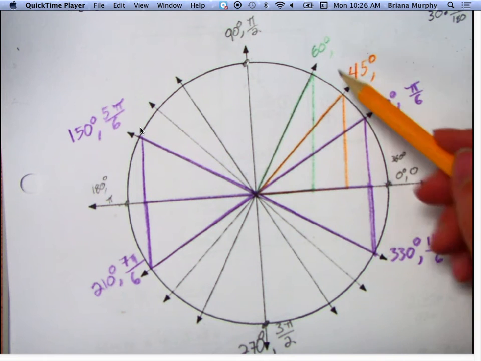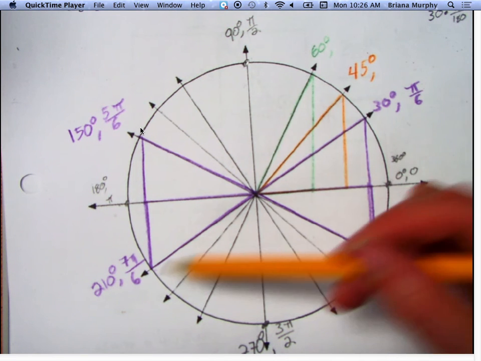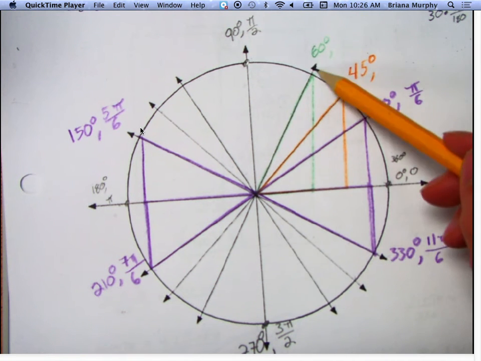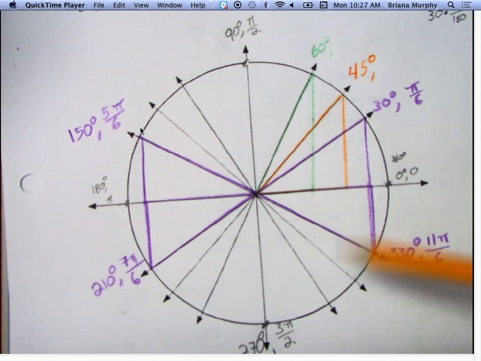You're going to do all the 45s. There's 4 of them. All the 60s. Do 4 of them. Before I move on, there's one other thing I want to talk to you about with this.